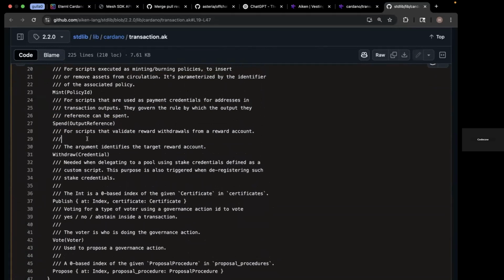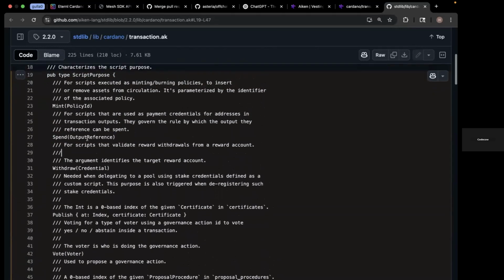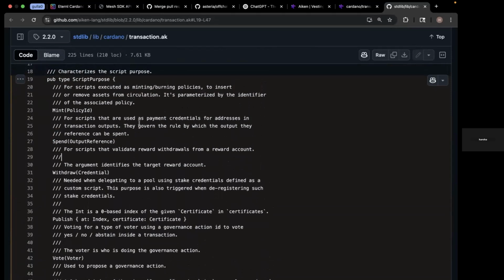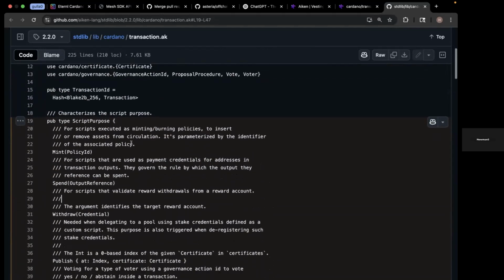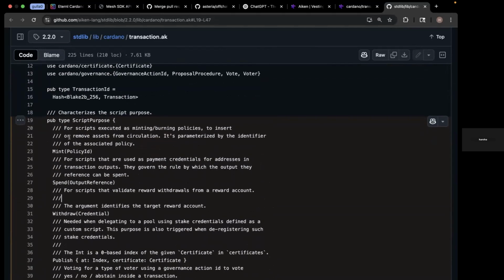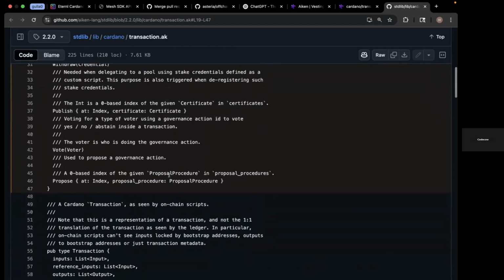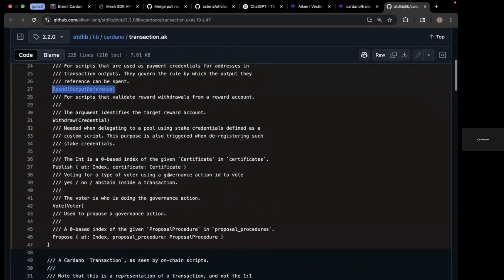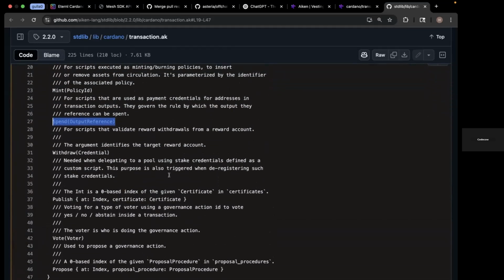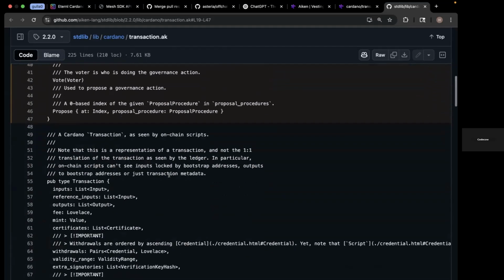It starts at 24. Scripts are used as payment credentials for addresses in the transaction. Yeah, it's the same docs. But I thought this would be the place where they're actually building out this function, or this tag, or whatever this is. I think it is, right? That's why we're seeing it. But for some reason, we're missing where our questions are.